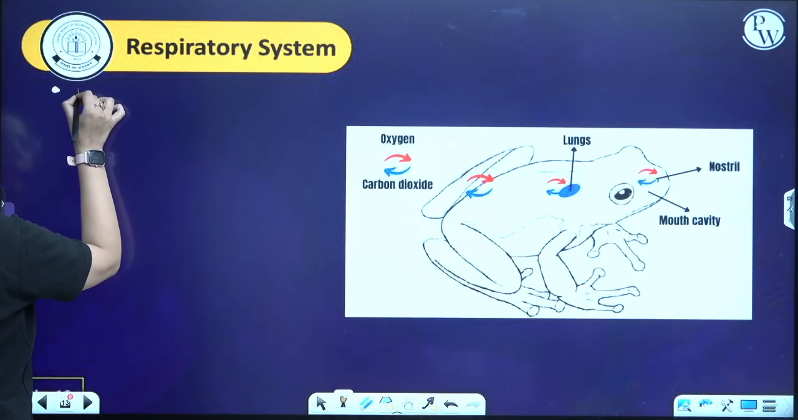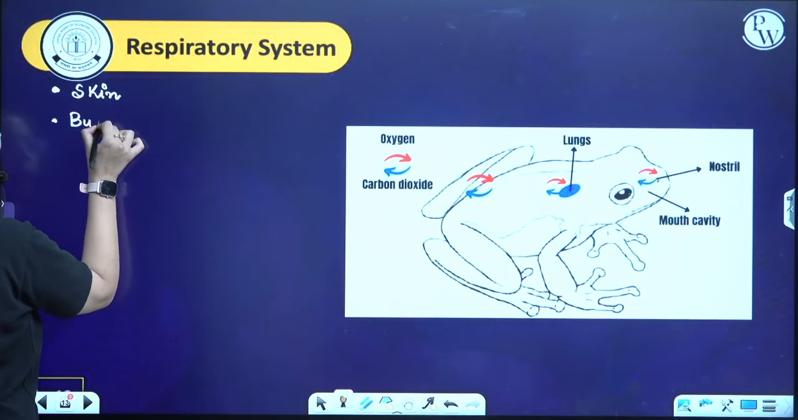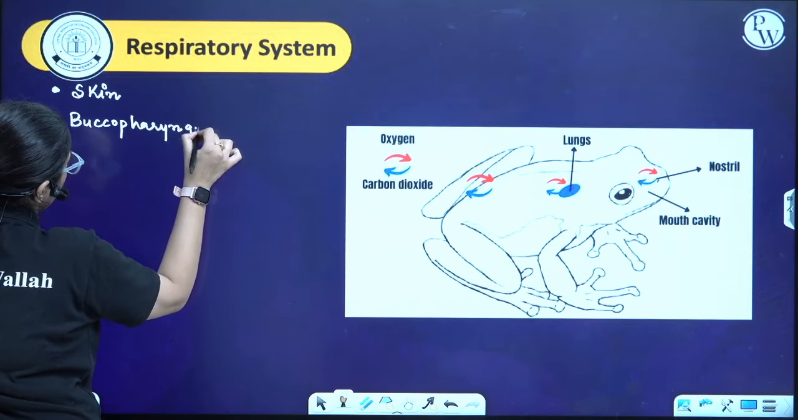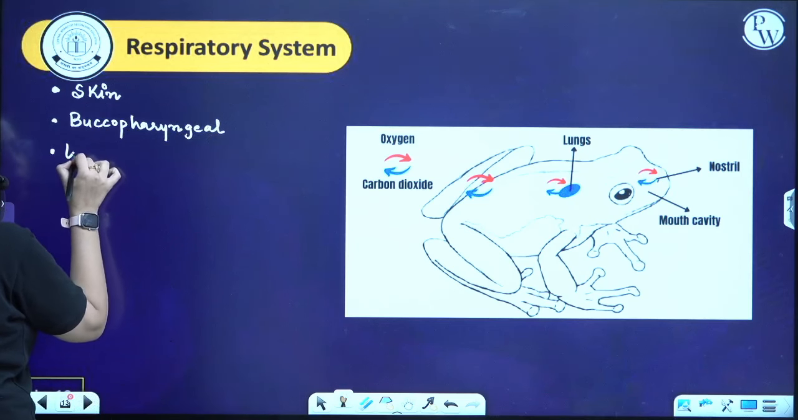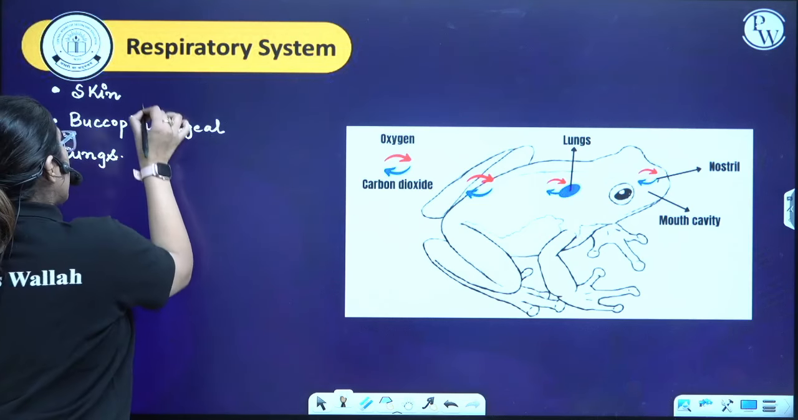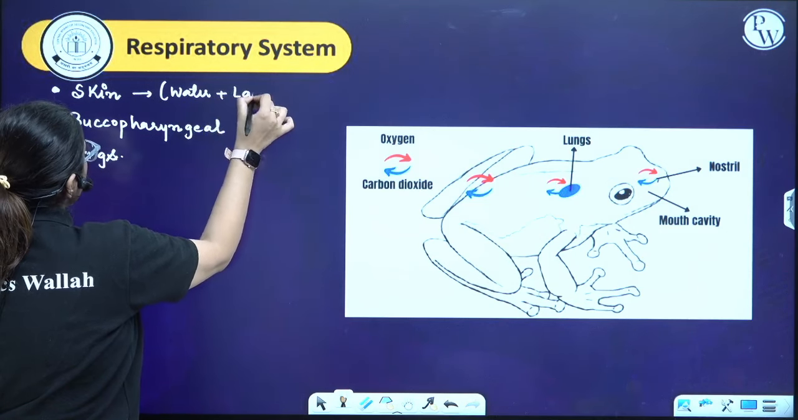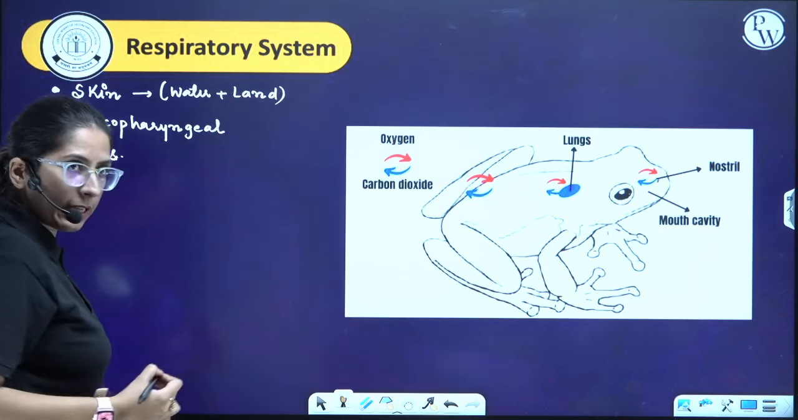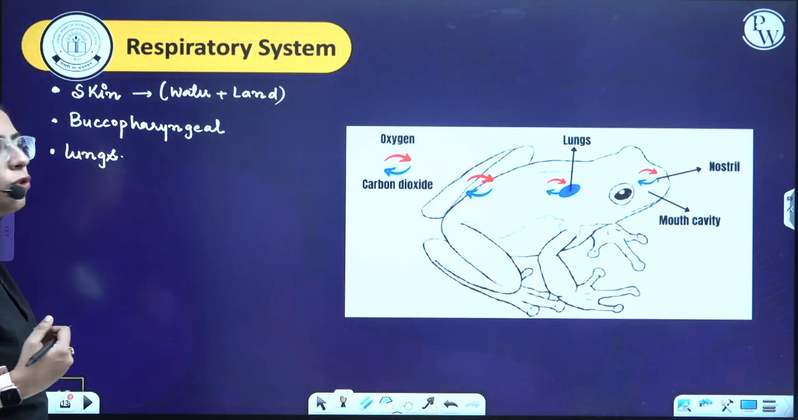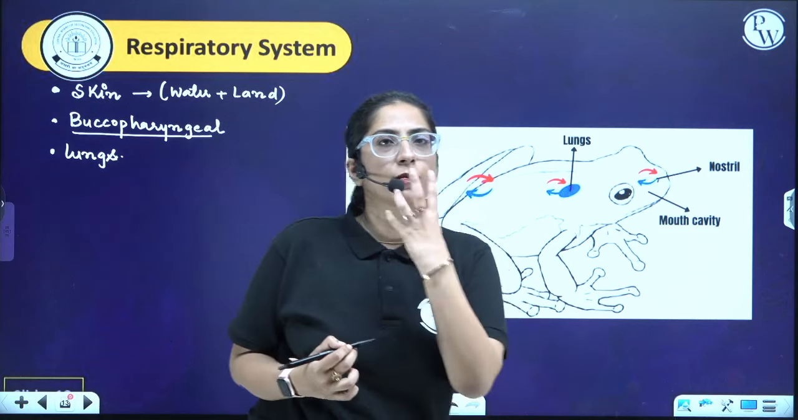One is with the help of skin. Second is buccopharyngeal. And third is with the help of lungs. Majorly, when the frog is in water as well as on land, in both cases, how do they respire? They respire with the help of skin. In fact, when they are sleeping, either a summer sleep or a winter sleep, they respire through the moist skin. Buccopharyngeal respiration: they respire with the help of the mouth cavity.